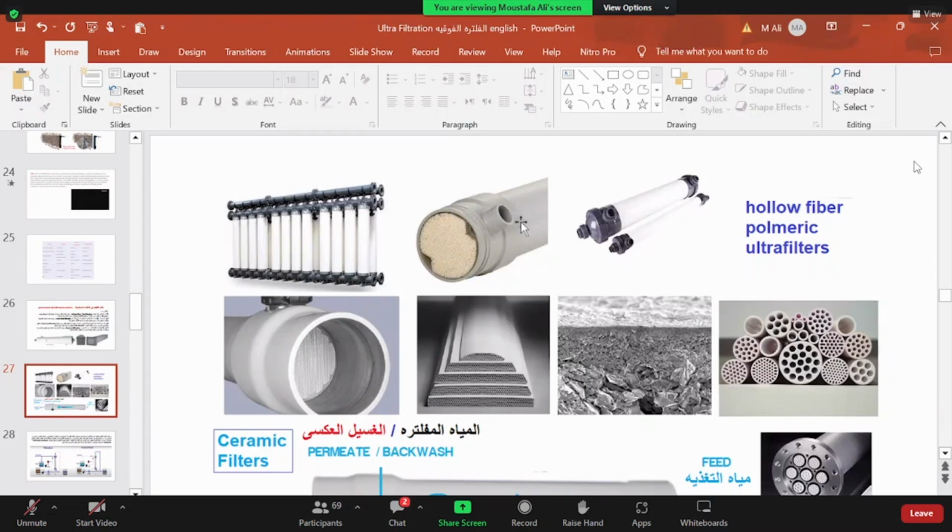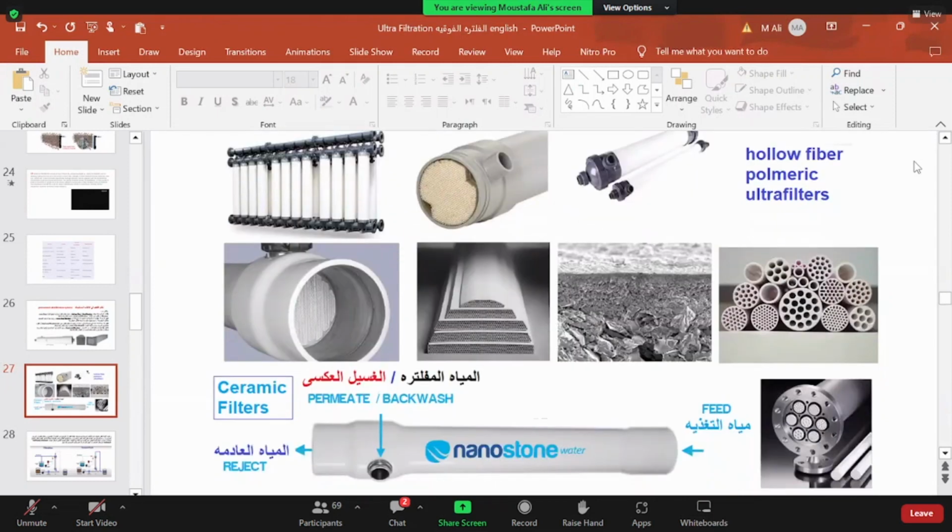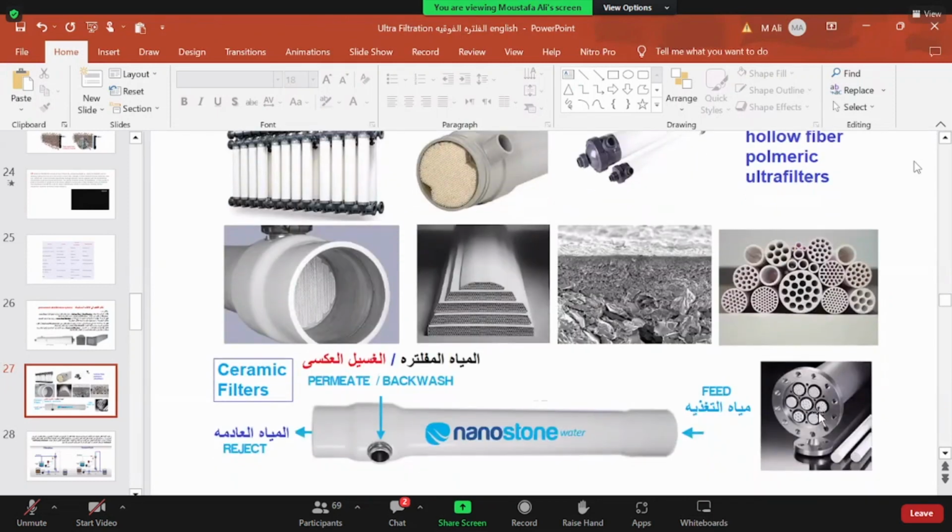But for the hollow fiber membrane, it is always pressurized. We have another shape which is similar to a cartridge filter housing. We have this for cross flow or dead end filtration. Mostly it is used as cross flow filtration. We can see it.